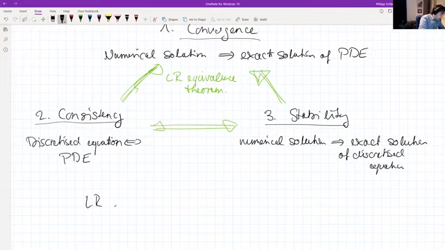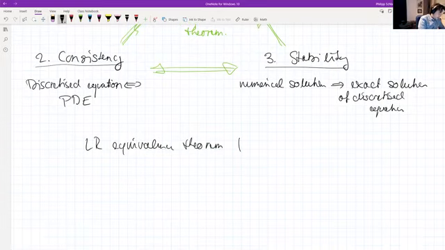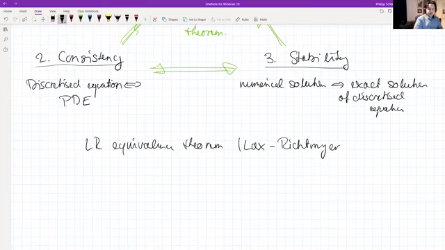So this LR equivalence theorem states the following. Actually, maybe just to say, LR stands for Lax and Richtmyer. These are two scientists or mathematicians that have proved this theorem for the first time. Sometimes this LR equivalence theorem is also called the Lax theorem, but it's kind of the same thing that is meant with it. So what does it state?